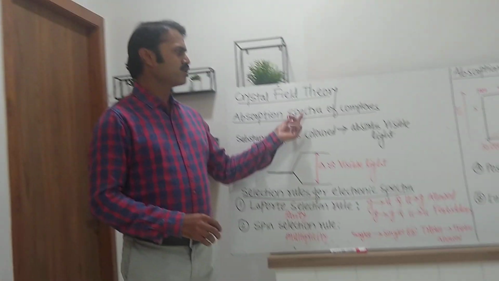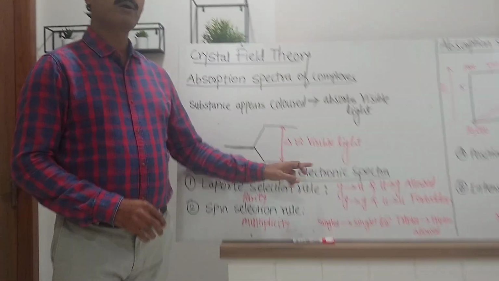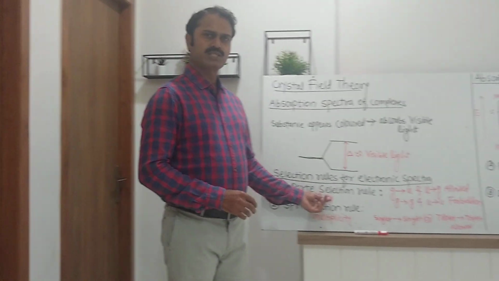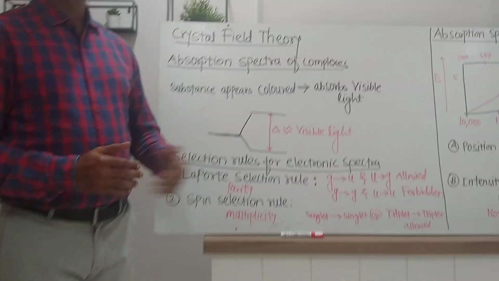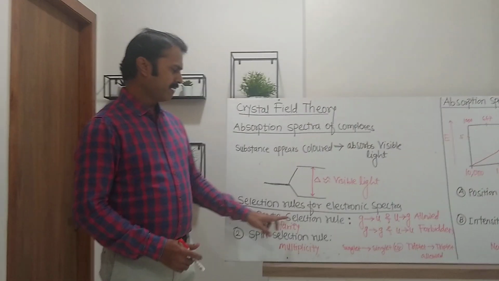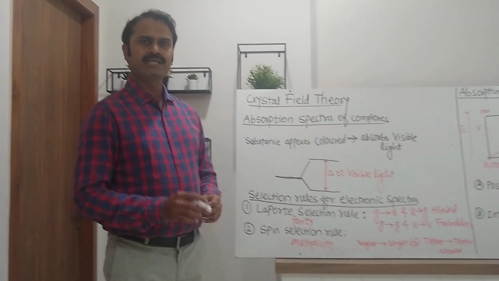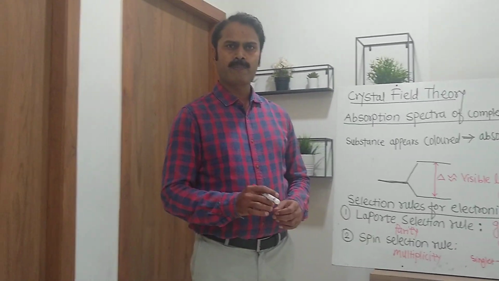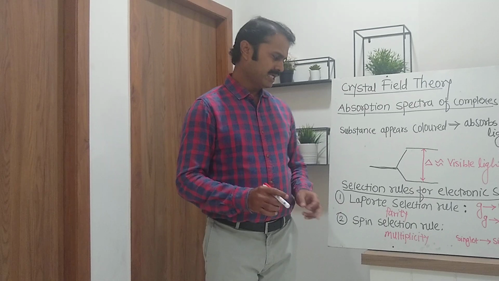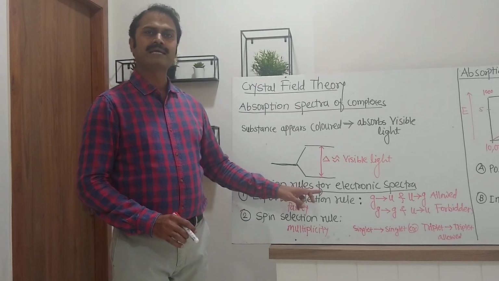To understand absorption spectra of complexes, we should know the selection rules for electronic spectra. There are two selection rules: the Laporte selection rule and the spin selection rule. Let us see these two rules one by one. First rule is the Laporte selection rule. According to the Laporte selection rule, electronic transition takes place if the parity of the molecular orbital is changed.